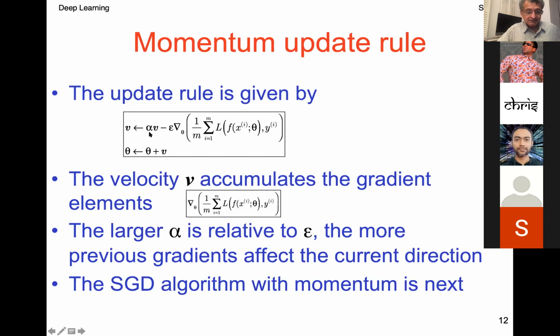And there is alpha V, the previous direction, what it was before. Alpha times V is a vector we're dealing with here and take into account. And so the summation is being used. So the larger alpha is relative to epsilon, the more previous gradients affect the current direction. And the SGD algorithm with momentum is next.